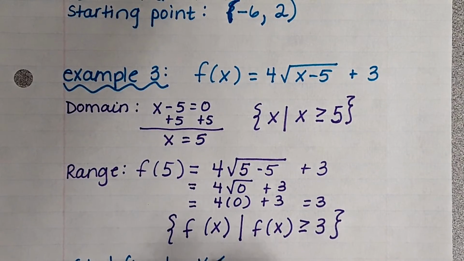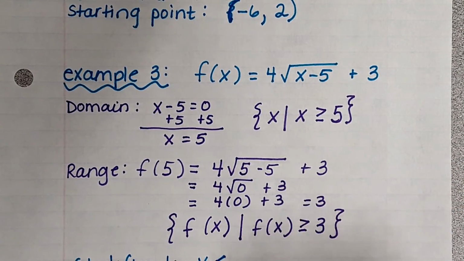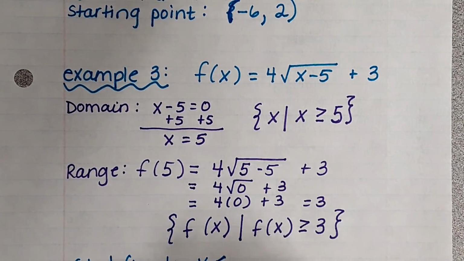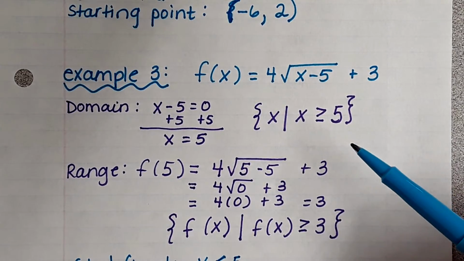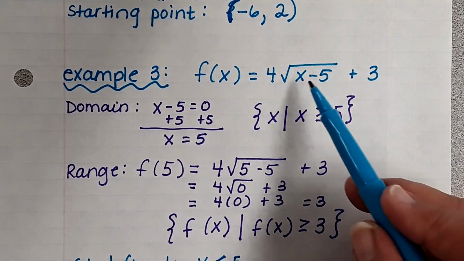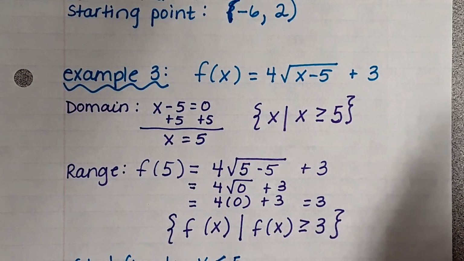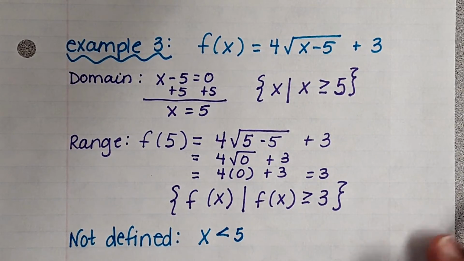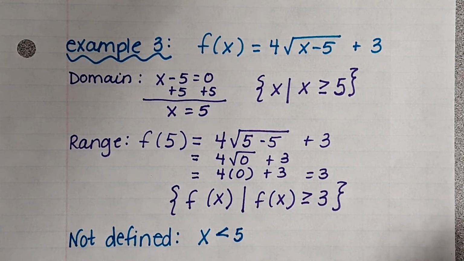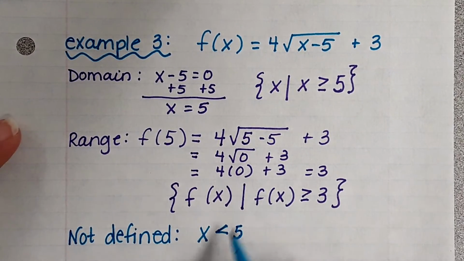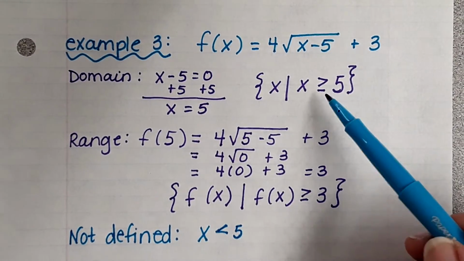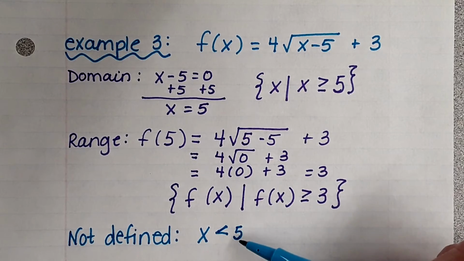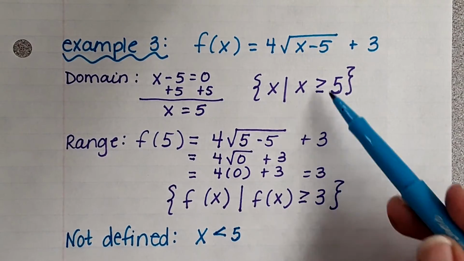X cannot be, so the domain is always greater than, not defined is always less than, and it is less than 5. And let's think about this, you guys. What's a number less than 5? Let's just go with 4. 4 minus 5 gives you a negative. Well, we can't take the square root of a negative number, so we get an imaginary, so that's why it's undefined, not defined. So again, remember, look at the difference between the domain and the not defined. Domain and range are always greater than.